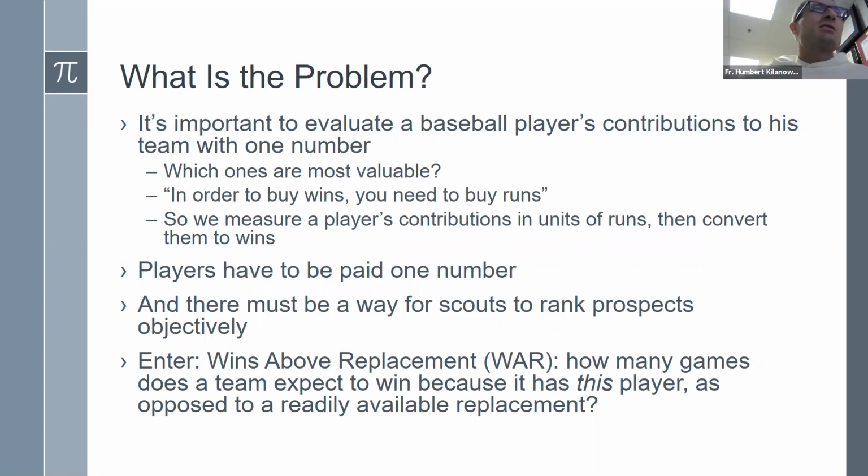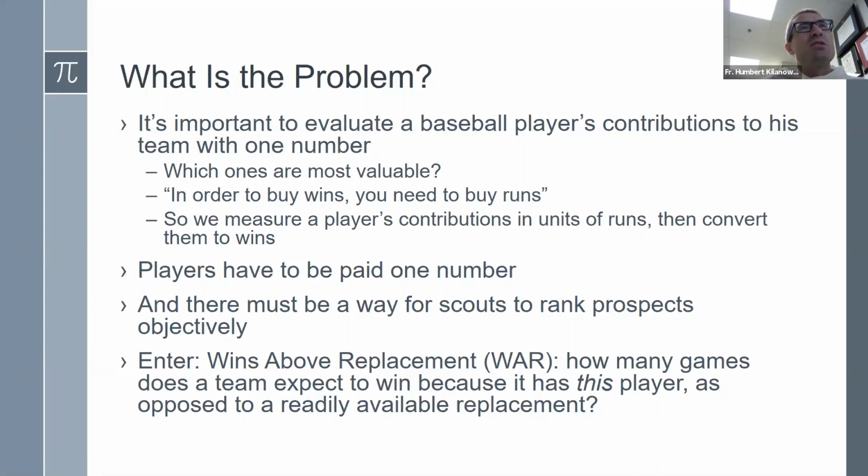What we eventually want to do, the ultimate goal, is to evaluate all of the players' contributions to the team with one number. We want to find which players are most valuable, but also which contributions are most valuable to the game. So in the scene in Moneyball, when the composite character Peter Brand is talking to Billy Beane, he says that the scouts are focused on buying players. But in order to build a winning team, you don't have to think of buying players, you have to buy wins. And in order to buy wins, you need to buy runs.